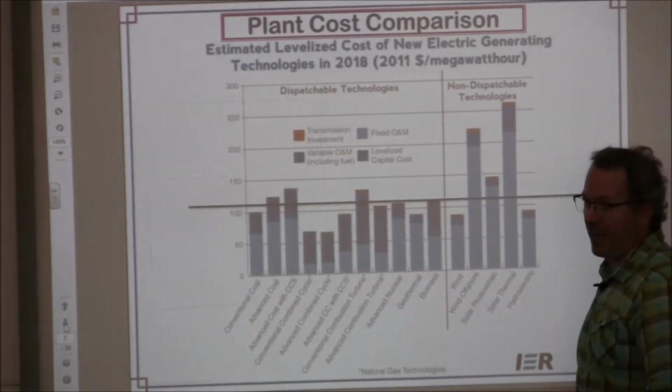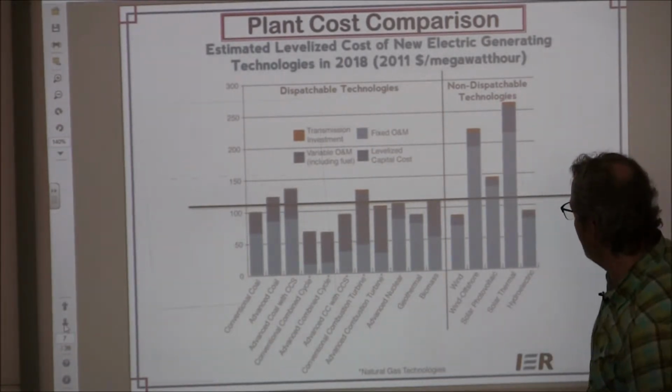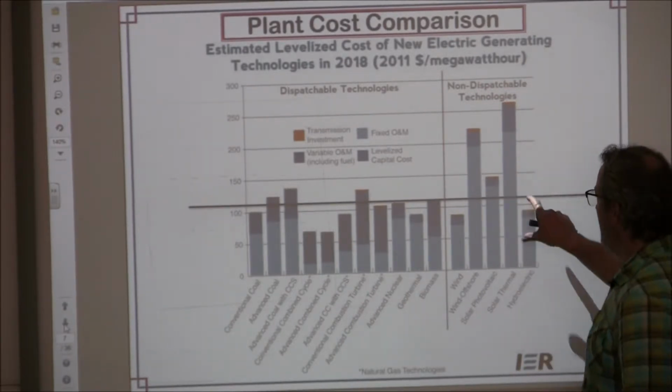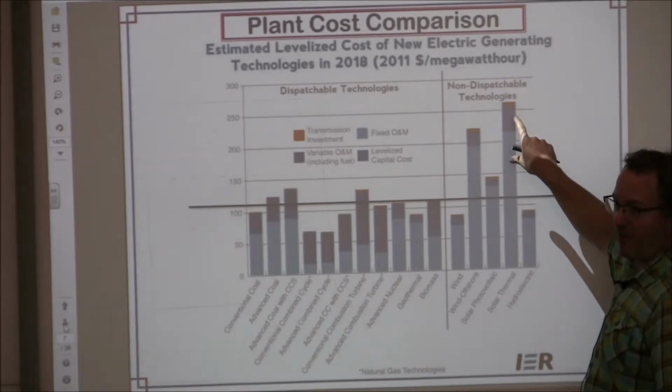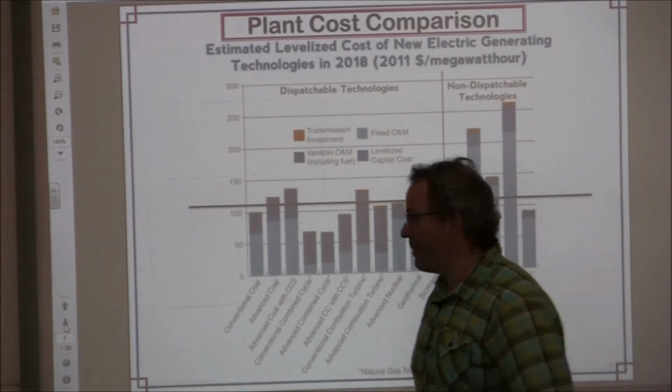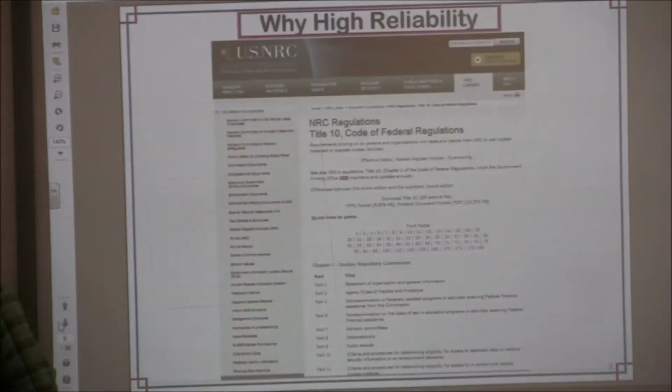PV, pretty high, but hopefully coming down as they get better. Solar thermal is very, very high because you have the concentrating emitters. So this works well in the Southwest where you can have really large facilities. Not so well here. And then hydro, we pretty much dammed everything up. That's pretty good, so we're stuck with there.